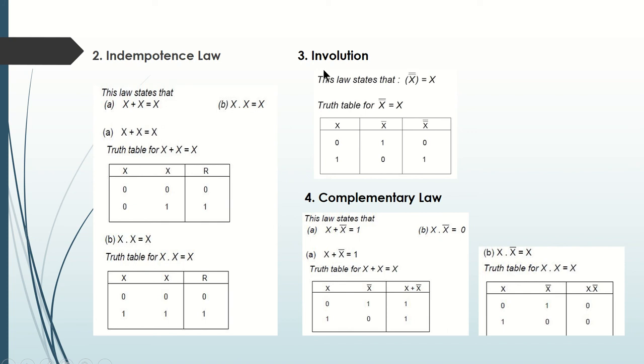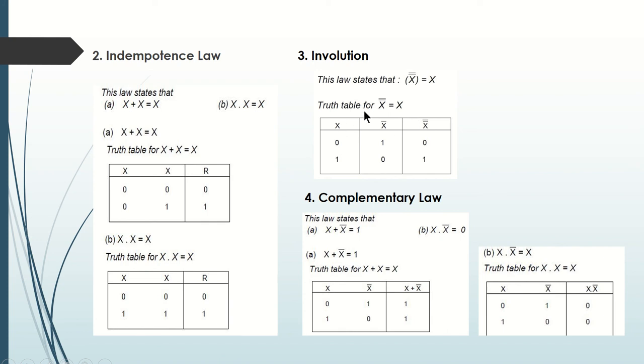So the next one is involution. The involution law states that x double complement is equal to x. How to draw the truth table for the same?